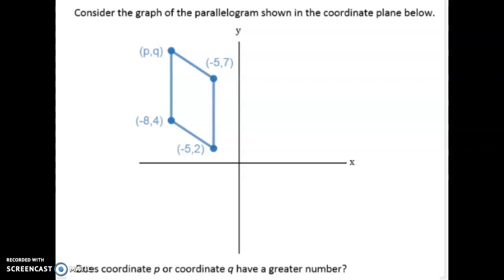Consider the graph of the parallelogram shown in the coordinate plane below. Does coordinate P or coordinate Q have a greater number? So to answer this, we're going to think about how you would get to point P and how we get to point Q.